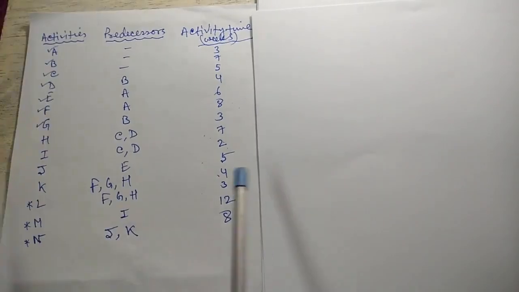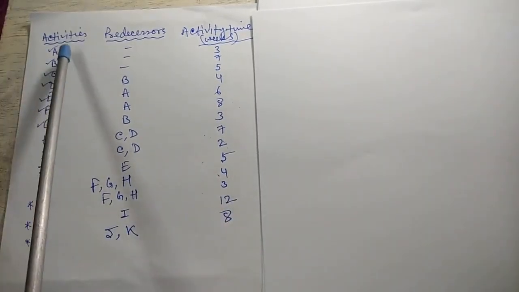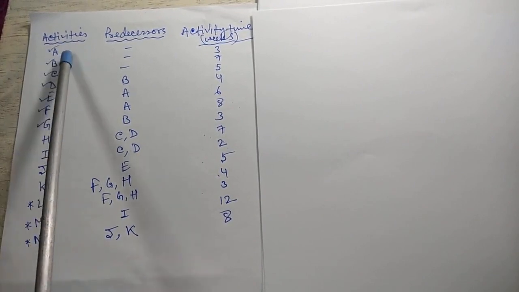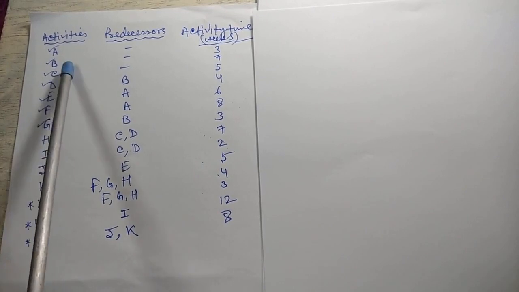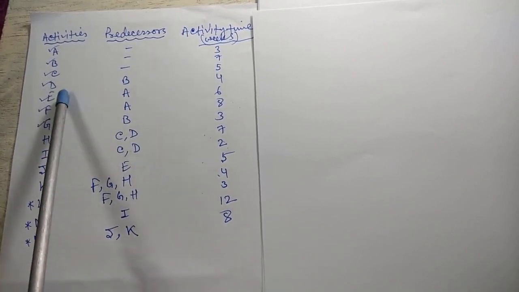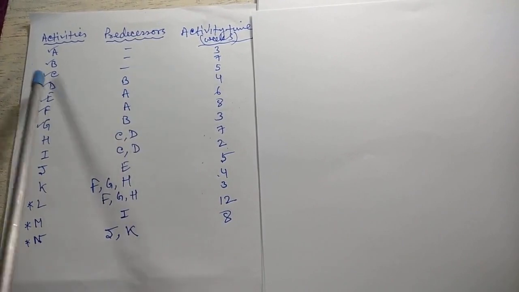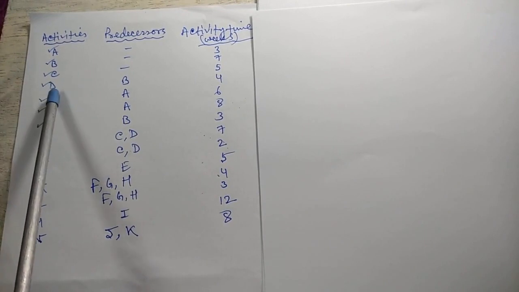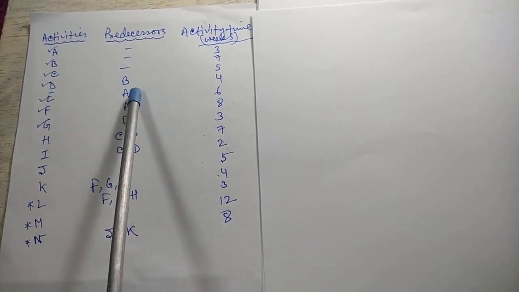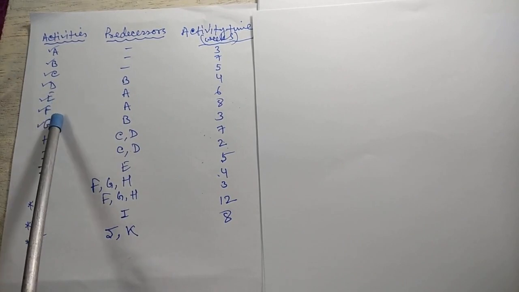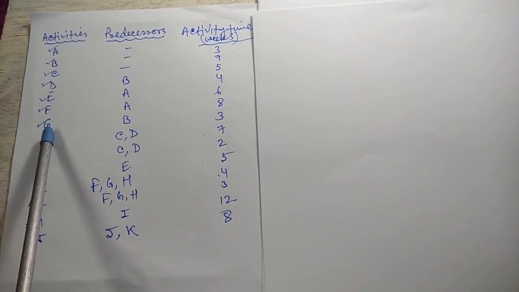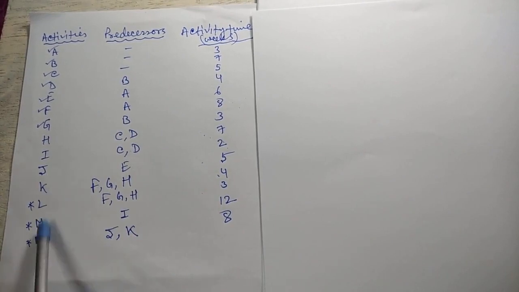Here is the problem. Say activities A, B, C, D, E, F, G, H, I, J, K, L, M, N are given. So activities A to N are given. Predecessors are mentioned here. For A, B, C activity, there is no predecessor. So these three activities are the starting activity. For activity D, B is the predecessor. Activity E and F have A as predecessor. For activity G, B is the predecessor. In this way, predecessors are mentioned for each activity.